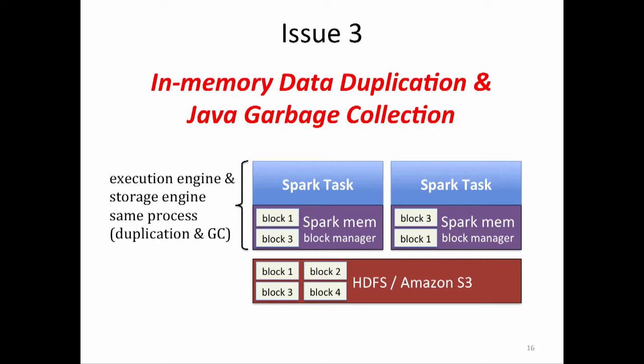And the third issue: consider a very simple case. You have two Spark jobs. They want to read the same input data, and you want to cache the data in memory. How do you do this today? You have to load the data into every individual Spark application. This means that you will have in-memory duplication. And because you run these applications on top of the JVM, you will have a garbage collection issue, especially when you have a lot of data. So that's the third issue.